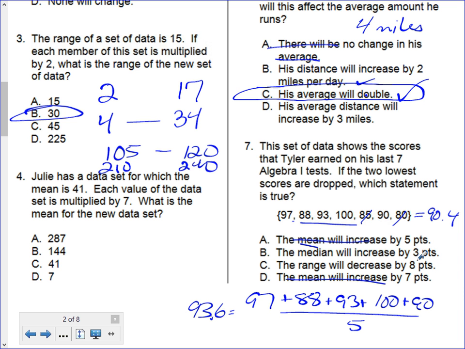The median will increase by 3. We have to put these in order. 88, 90, 93. So the median here is 93. What's the median of this set?